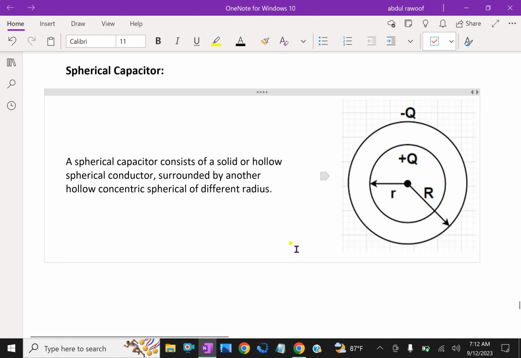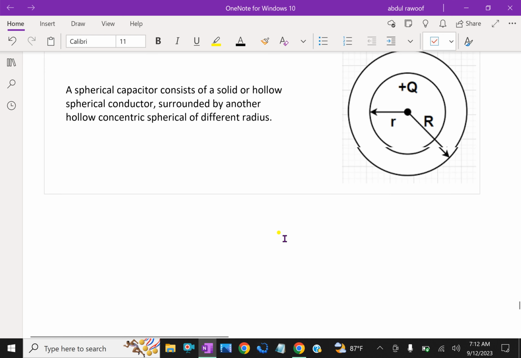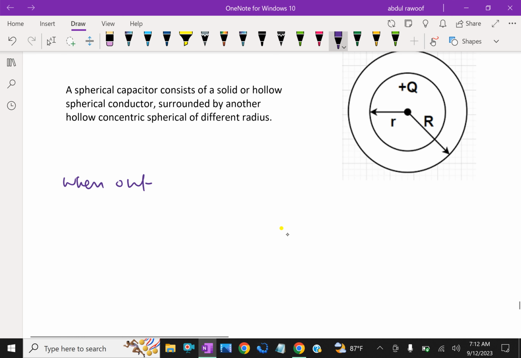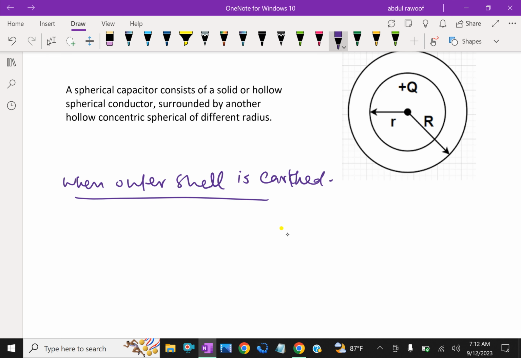Now, when the outer shell is earthed, what happened? We can explain here.